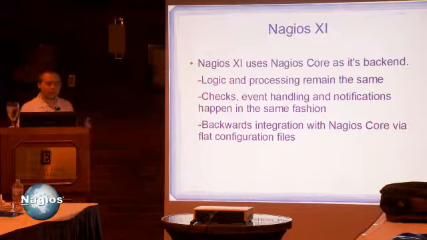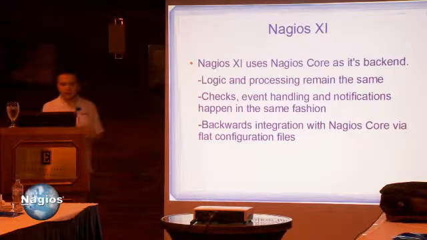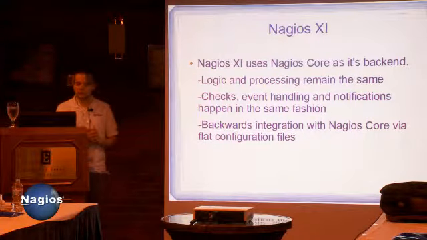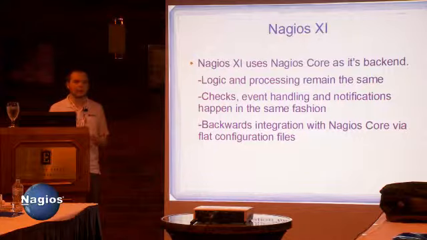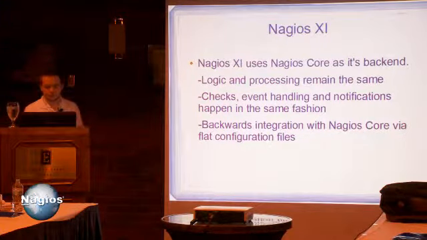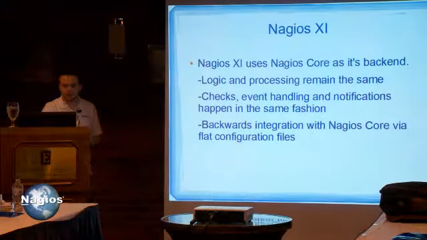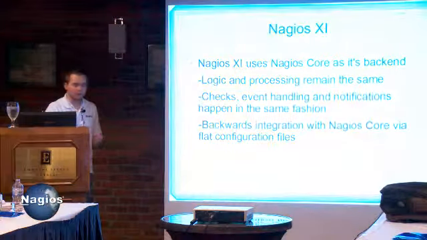So Nagios XI, like I said earlier, uses Core as its backend. The logic and the processing really remain the same between the two. There's no change in how it handles your checking, your alerting, event handling, stuff such as that. And like I was saying, it has really backwards integration with Nagios Core config files.